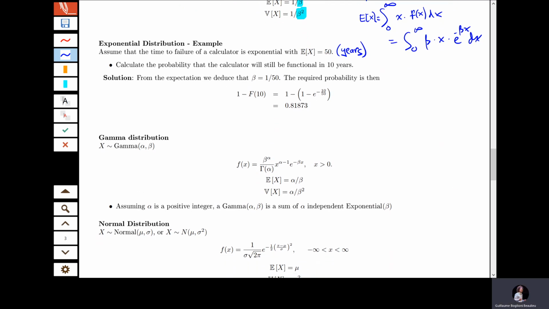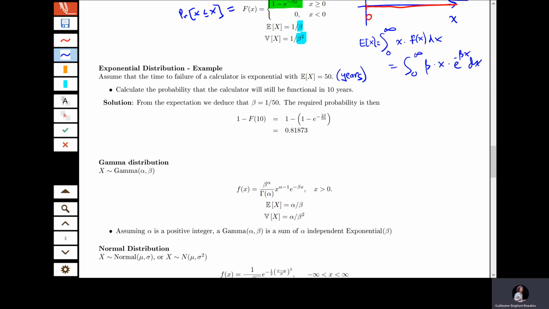So calculate the probability that the calculator will still be functional in 10 years. What are we asking? We're asking the probability that in 10 years, the calculator is still functional. So if x is the total lifetime of the calculator, we are asking the probability that x is bigger than 10, which is equal to 1 minus the probability that it's smaller than 10, well, smaller or equal. I can write this in full form, 1 minus the probability it's smaller than 10.